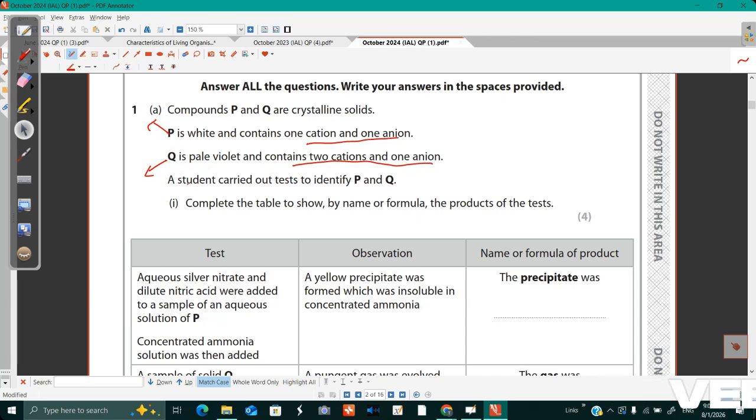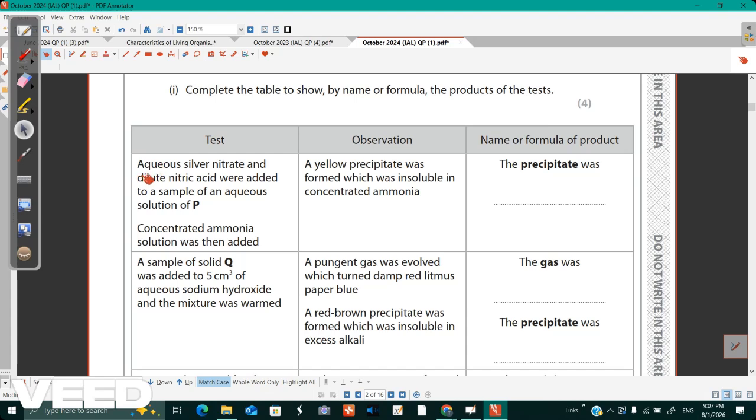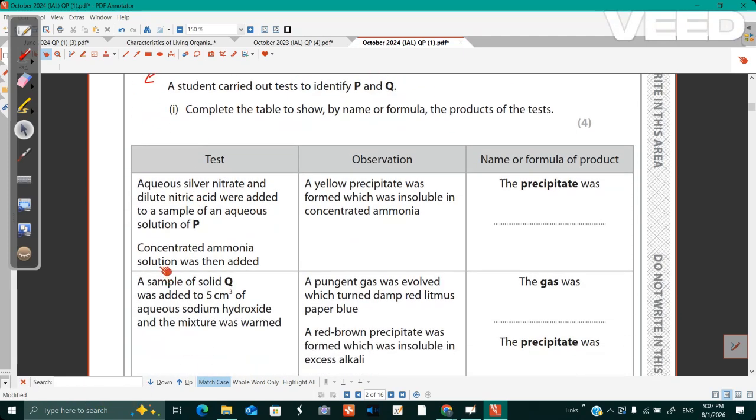Something purple. Students carried out tests to identify P and Q. Complete the table to show by name or formula the products of the test. Aqueous silver nitrate and dilute nitric acid were added to a sample of aqueous solution P. Then concentrated ammonia was added. One cation and one anion is there. It's the same thing that we discussed in AS, right? So there it must be a halide. A yellow color precipitate was formed.